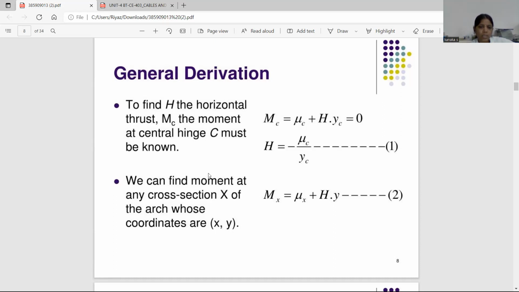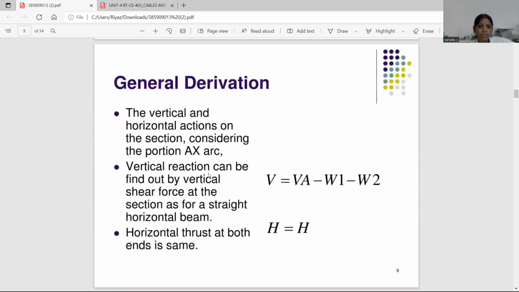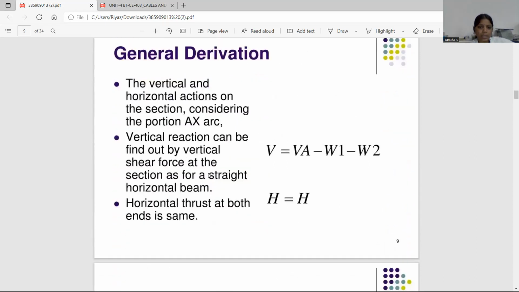This is the first equation. The second one: we can find the moment at any cross section x of the arch whose coordinates are x and y. Mx equals mu x plus H into y. This is the second equation. Next is the vertical and horizontal action at the section, considering the portion AX of the arch. The vertical reaction can be found from the vertical shear at the section as in a simple horizontal beam. V equals VA minus W1 minus W2. This is the vertical force. The horizontal thrust at both ends is the same, so H equals H.